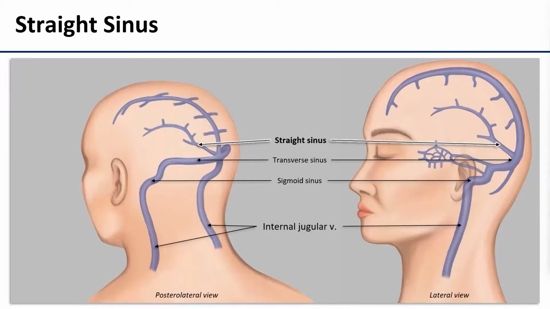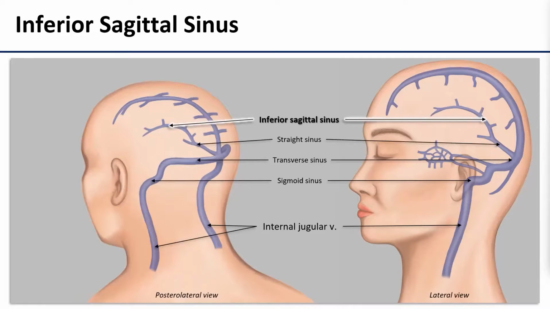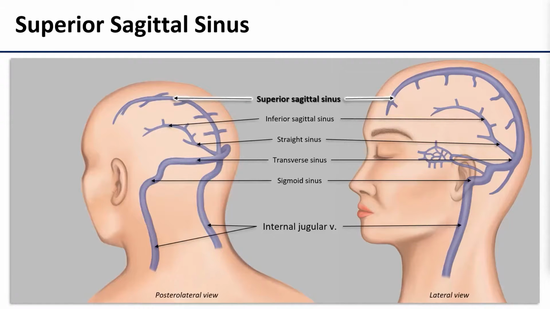The straight sinus travels straight back in that median sagittal plane to the confluence of sinuses. And that is further draining what's called the inferior sagittal sinus. This runs in the inferior margin of another dural infolding here called the falx cerebri. The superior margin of the falx cerebri also has a venous sinus, and we call that one the superior sagittal sinus.